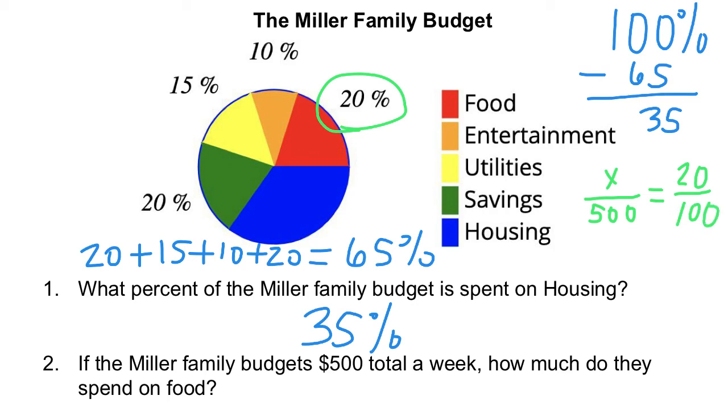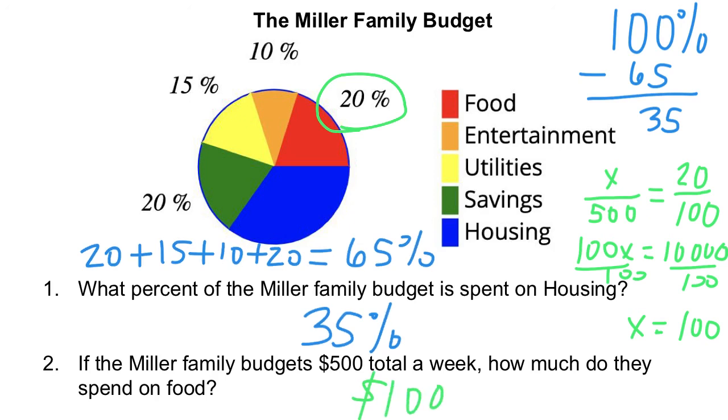What we would need to do from there is cross multiply. So I'm going to multiply 100 times X. And then I'm also going to multiply 500 times 20. And I'll get 100x equals 10,000. To get the final answer, what I would need to do is just divide here by 100. And if I do that, I'm actually going to get $100 as well. So my answer for how much money they spend on food is $100, and a proportion helped me to figure that out.